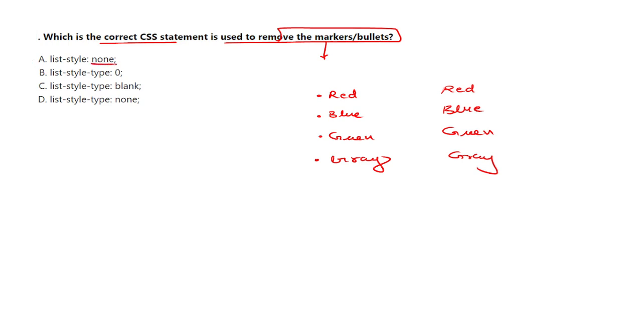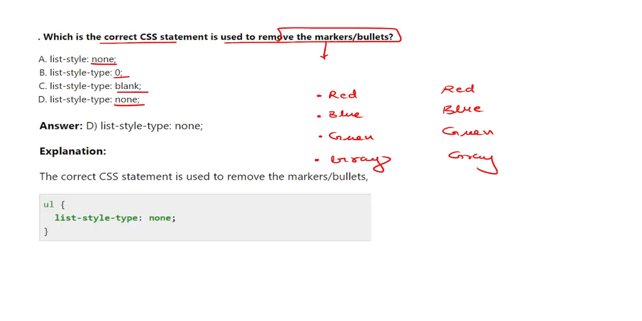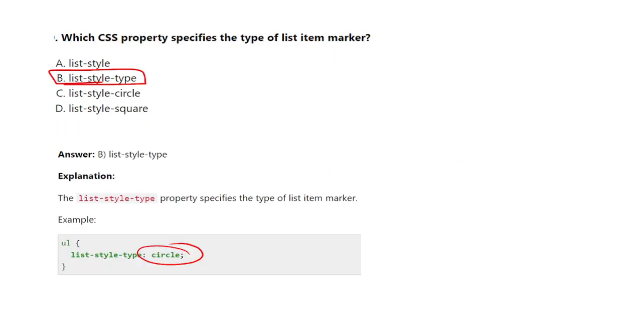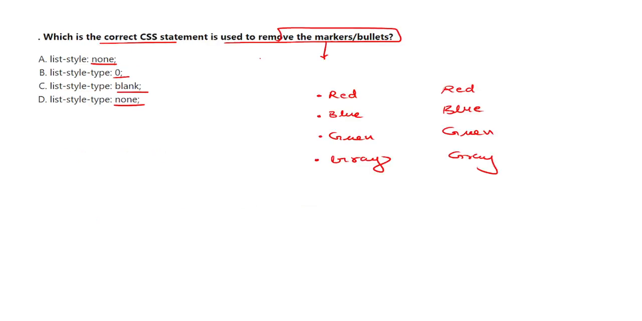The options are list-style none, list-style-type 0, list-style-type blank, or none. So the correct answer is none. If you want to add the property, you can give it list-style-type circle, or you can write simple bullets or circle etc. If you want to remove, then give it the property none.